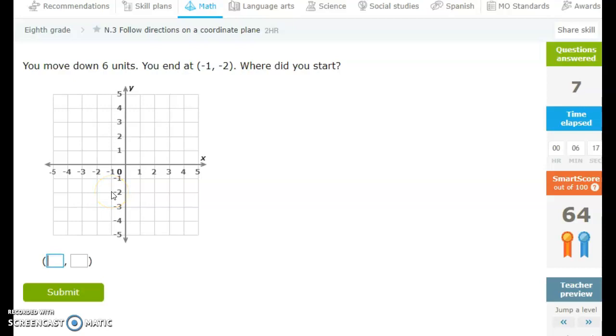So basically, I'm going to have to go in the opposite direction to figure out where I started. So it says go down 6 to end there. So I'm going to go the opposite way, up 6. 1, 2, 3, 4, 5, 6. So where did I start at? Would be negative 1, 4.